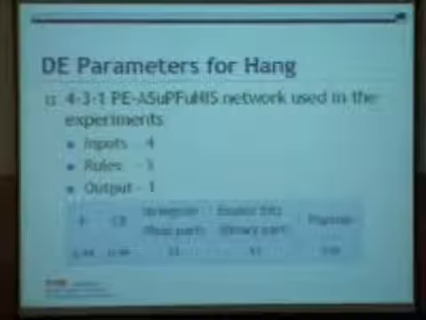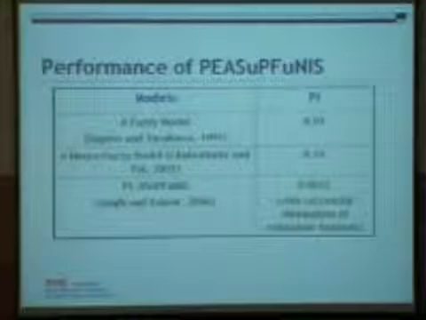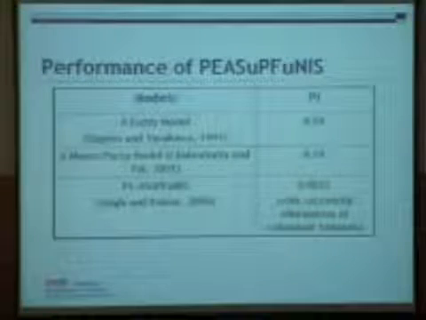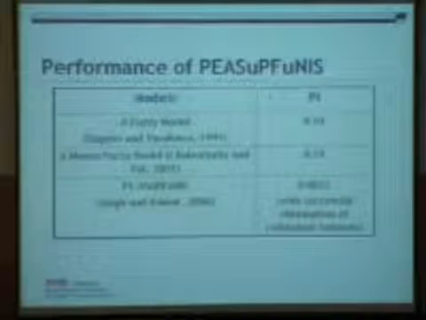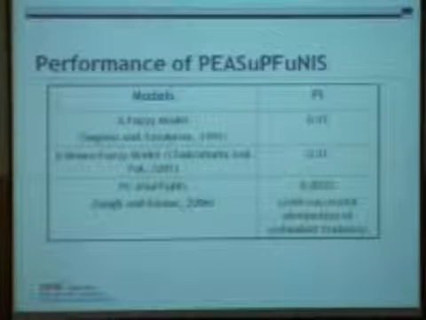We used a standard squared error measure as the performance. We have 4 inputs to the network, 3 rules and 1 output, and these are some of the parameters. Population size of 530, and we were able to reduce the mean squared error to a very, very low level with successful elimination of the redundant features. So that means the algorithm was working.